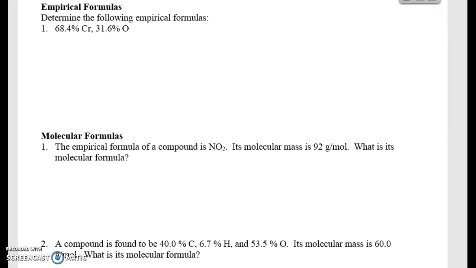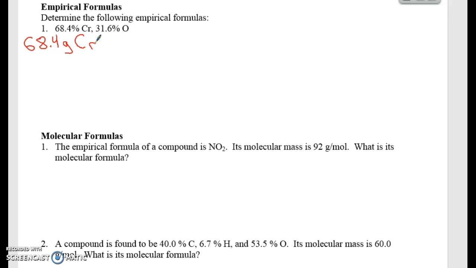So I'm going to go over empirical formula first, and I'm going to work on this one. 68.4% of chromium and 31.6% oxygen. Now, whenever you're doing this, since these percentages add up to 100, it's nice and easy. You just take those percent signs and you change them to grams. So 68.4% becomes 68.4 grams. You don't move the decimal point or anything like that. Just change percent to grams, and we're working with chromium.